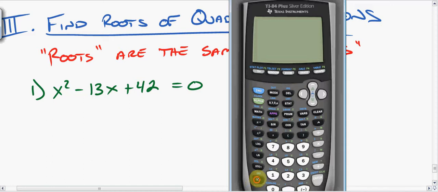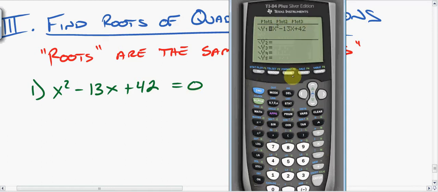So I'm going to pull out my graphing calculator, and I'm going to type in this equation. So I've got x squared minus 13x plus 42. And I realize it says equals 0. You can think of that as a y. What I've done is I've substituted the y for 0, so I can find the values of x that make y 0, and thus we'll be at our x-intercepts.